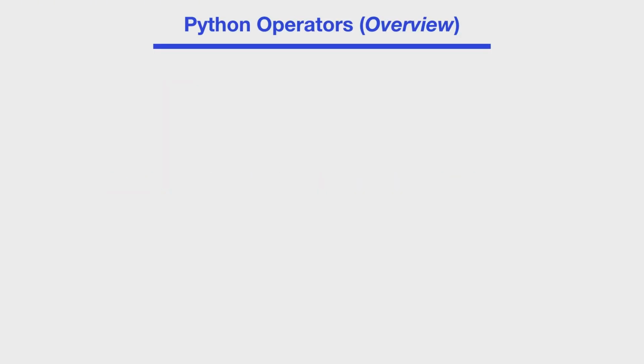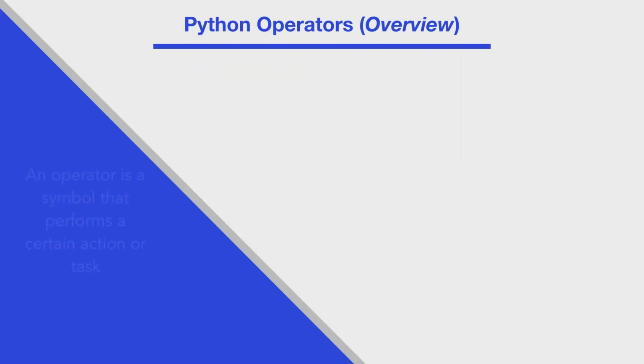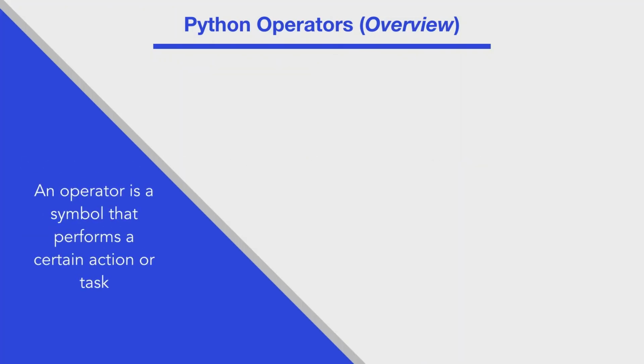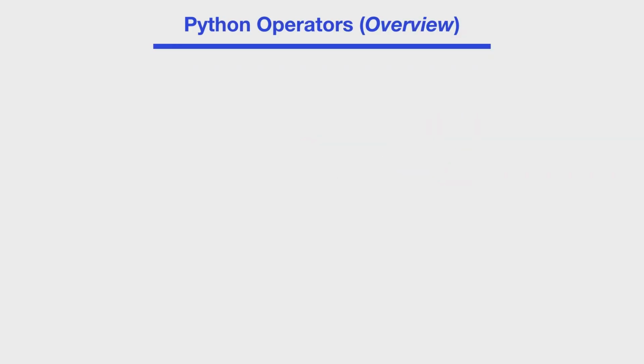So let's start with the question, what is an operator? Well, an operator is a symbol that performs a certain operation, hence the name operator. For example, I have two numbers, 6 and 3, and there is a plus symbol between the two numbers. Well, the plus symbol is an example of a Python operator. This operator will perform the operation of adding the two numbers together to get 9.